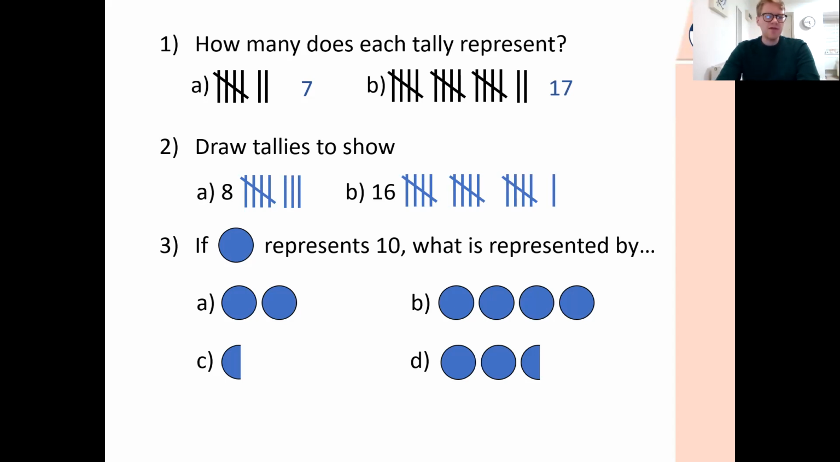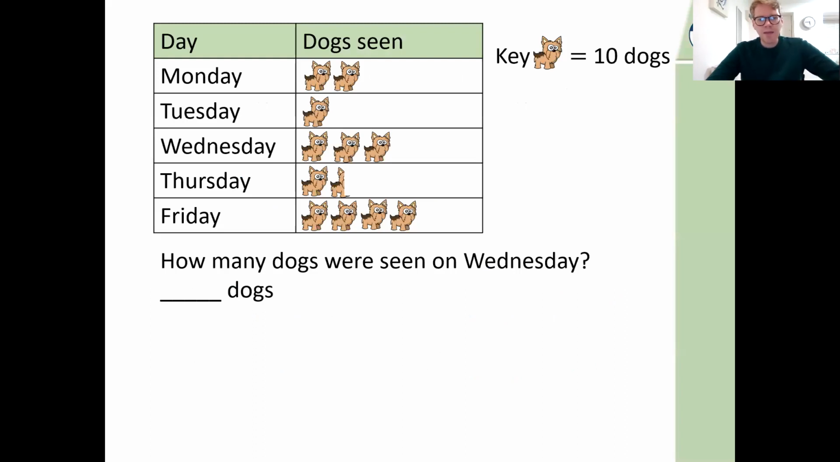Looking here for question 3 for our pictograms, if one blue circle represents 10, what's represented by these different amounts? So for A, we've got 2 lots of 10, so that's 20. For B, we've got 4 lots of 10, so that's 40. For C, we've got half of one picture, haven't we? It's not that we're going to have half, but it's going to be half of 10. So in this case, we've got 5. And then for D, we've got 2 lots of 10 and then half of 10. So 2 lots of 10 is 20, half of 10 is 5. So it's there 25.